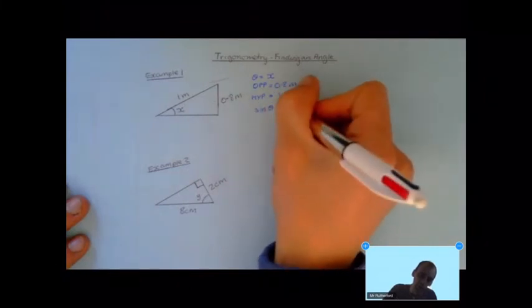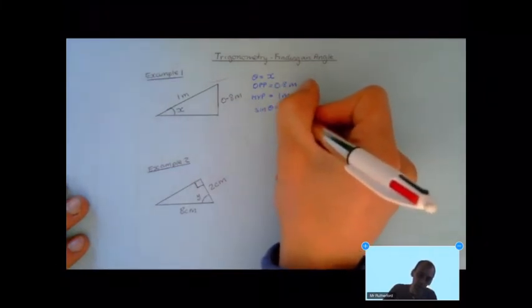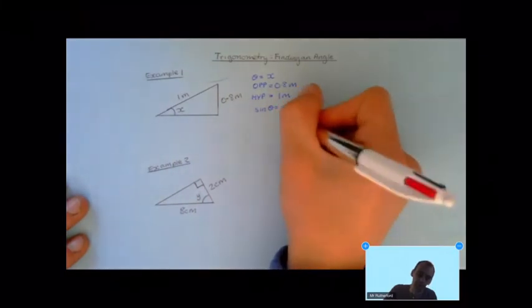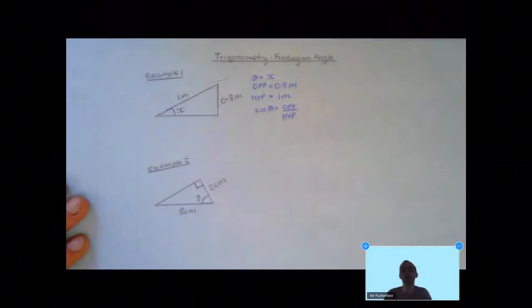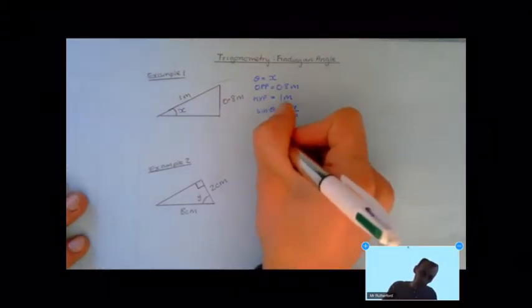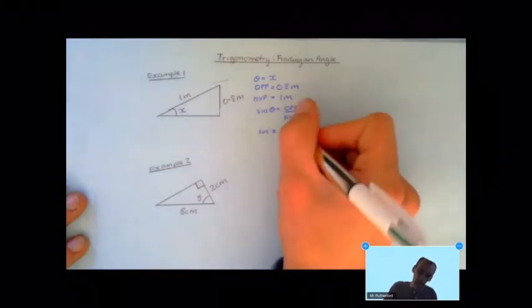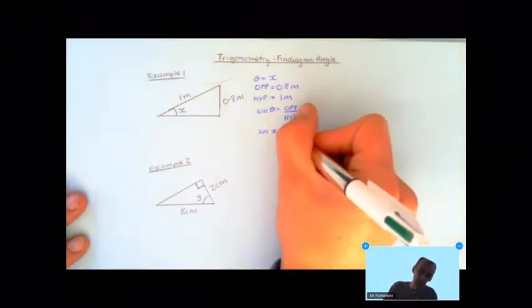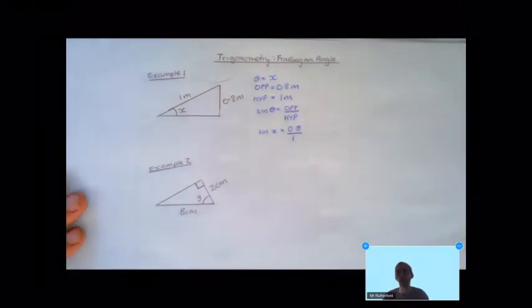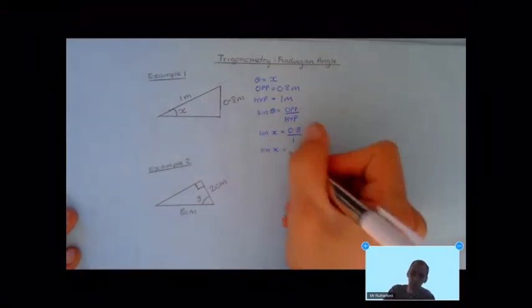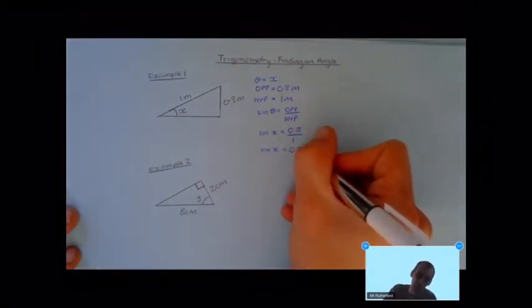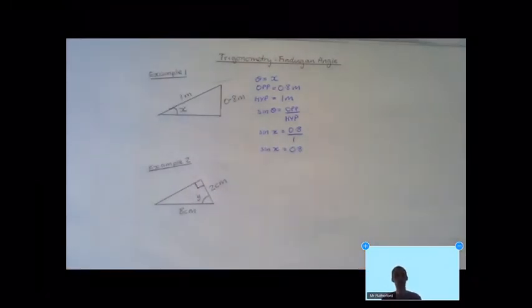So sine theta is opposite over hypotenuse, and if we substitute in, we end up with sin x equals 0.8 divided by 1. Okay, so we need to find a value of x such that sine of x is equal to 0.8 divided by 1, which is 0.8.